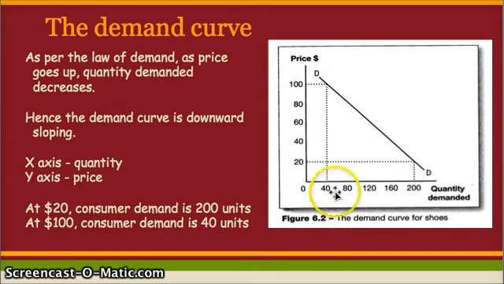$100, 40 units. Now, this is sloping downwards because, as we all know, the law of demand states that as prices increase, moving up this way, the quantity demanded is moving back. So, as price goes up, quantity moves back. At $20, 200, $40, 160, $60, 120, $80, 80, $100, 40 units. So that is why it is downward sloping.